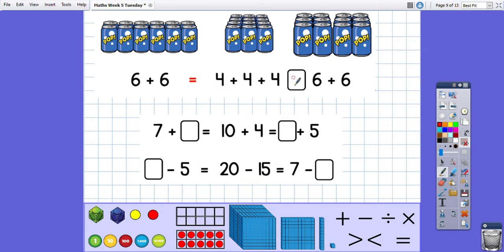Does that mean this is equal too? 4 add 4 add 4, which we know is 12, is the same as double 6. It does. It's just balanced it. There we go.